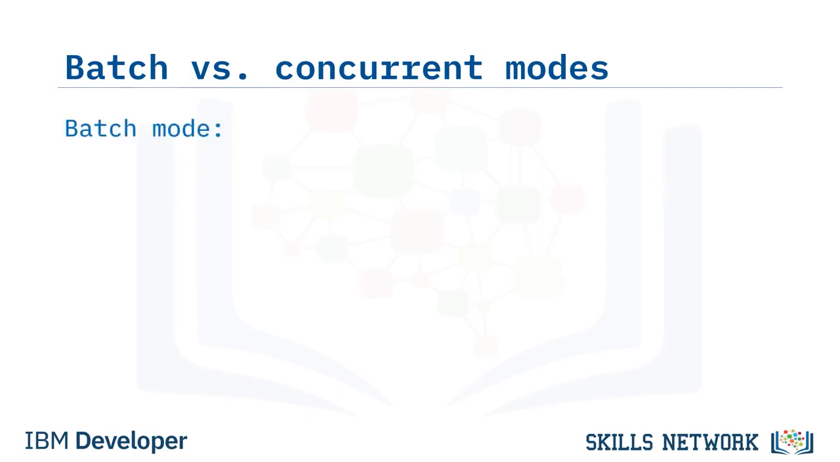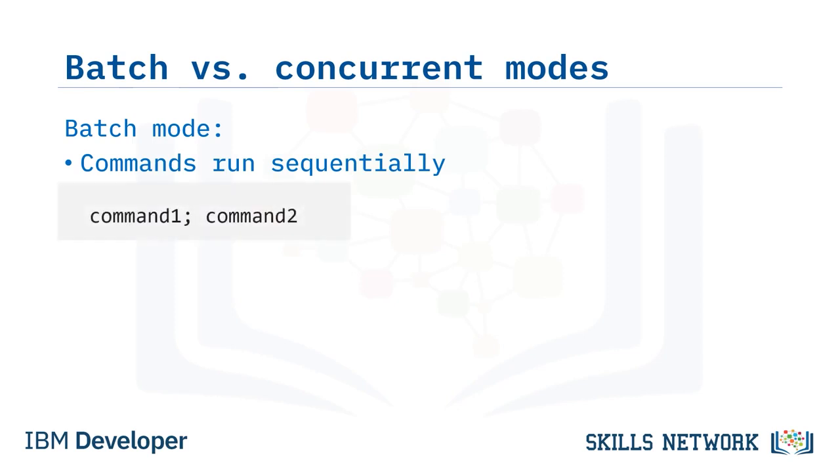Bash has 2 main modes of operation. Batch mode, which is the usual mode, runs commands sequentially. For example, these 2 commands, separated by the semicolon metacharacter, will be executed in a particular order. Command 2 only runs after Command 1 is completed.